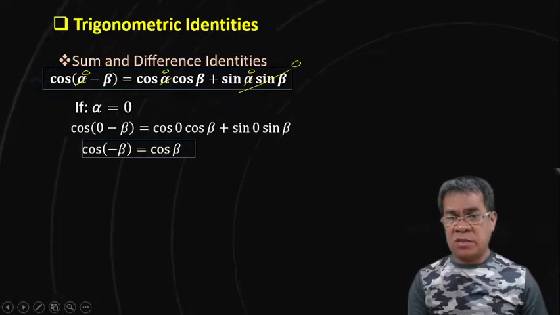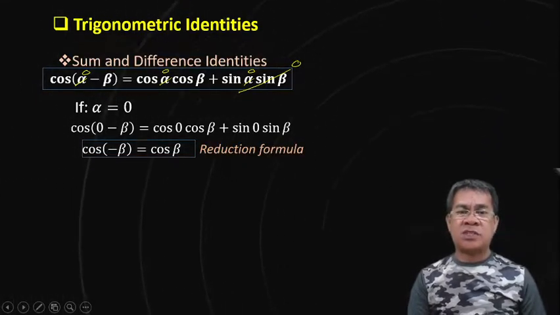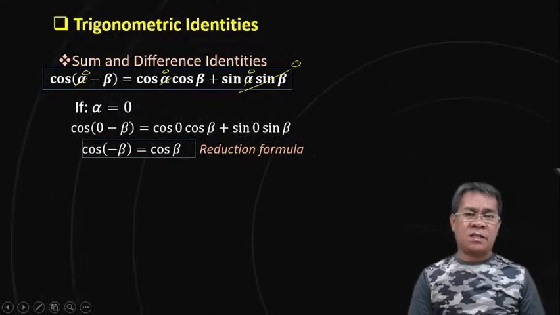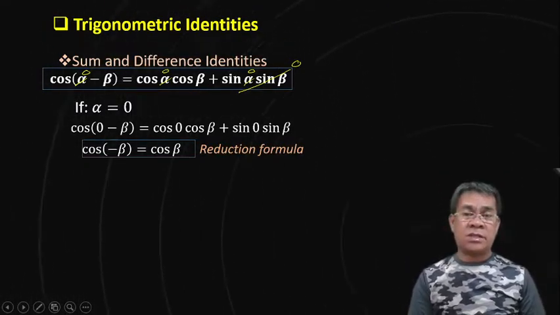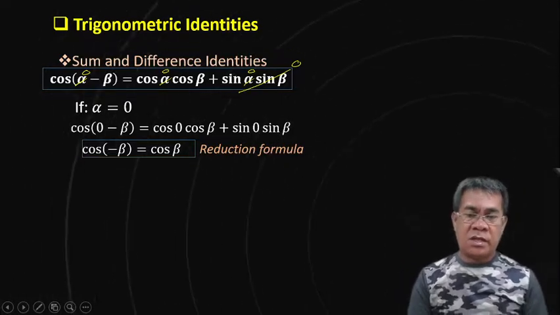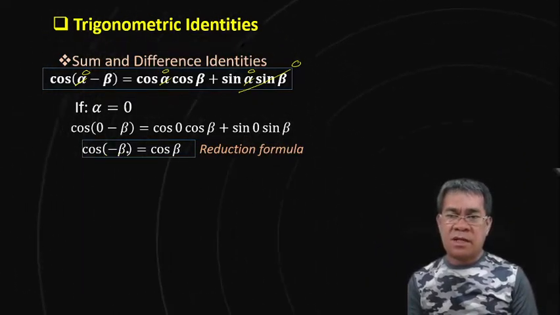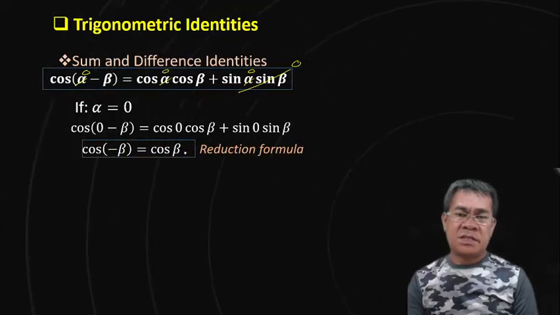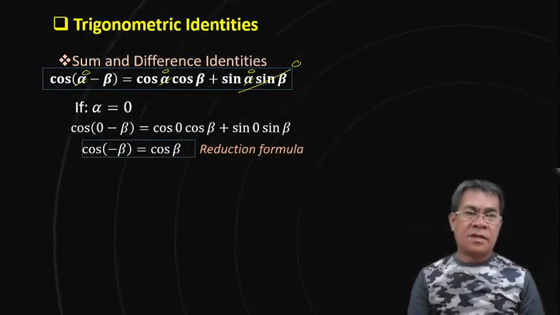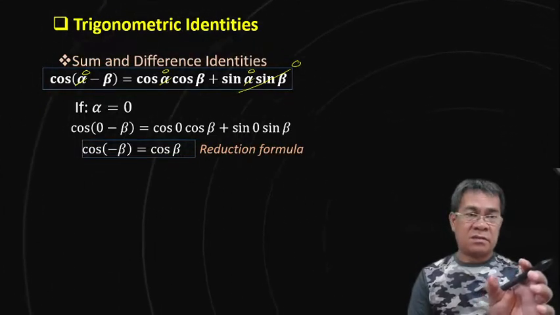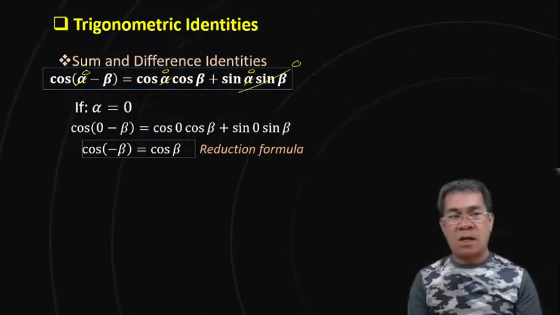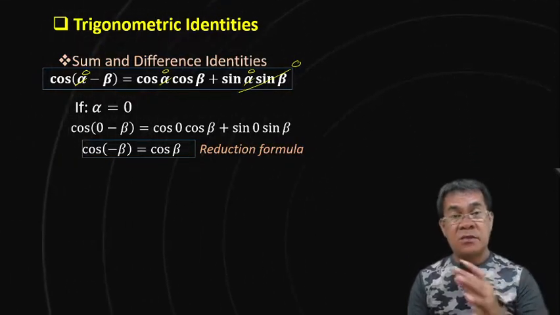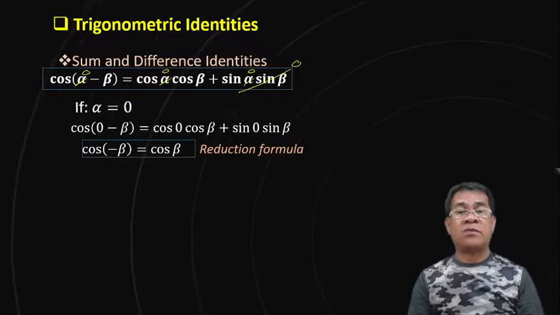So this is one of the reduction formulas. We call it the reduction formula. There are many reduction formulas. Now, reduction formulas are also important because we can simplify, we can eliminate the negative angle and replace it with a positive one, or you can also break the angle forming a sum. For example, 90 degrees with another angle, or 180 degrees, those are reduction formulas. So we will derive that later.